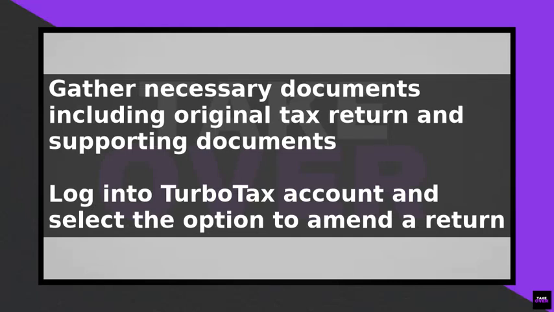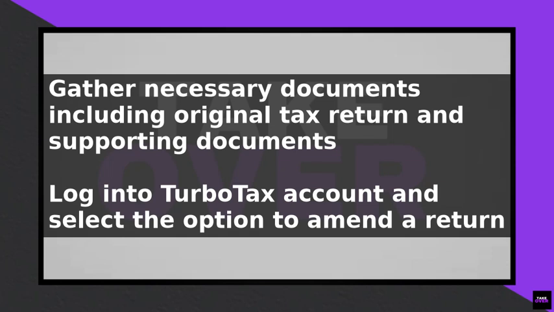To amend a tax return using TurboTax, start by gathering the necessary documents, including your original tax return, any supporting documents, and the reason for the amendment. Next, log into your TurboTax account and select the option to amend a return. If your return was rejected, you will need to address the reason for the rejection before amending.